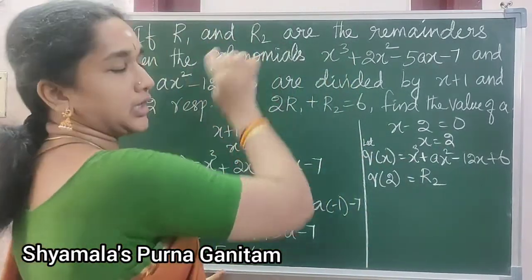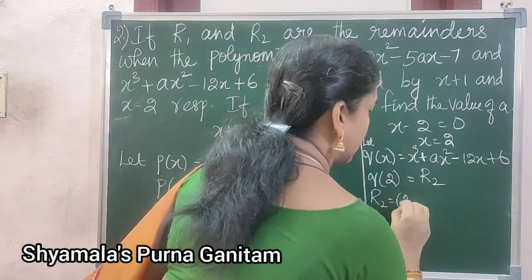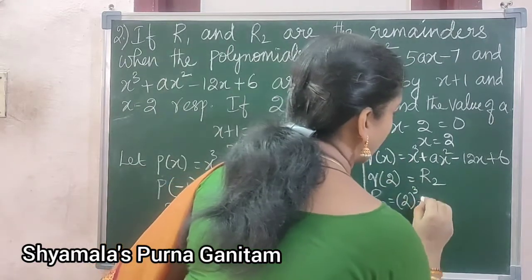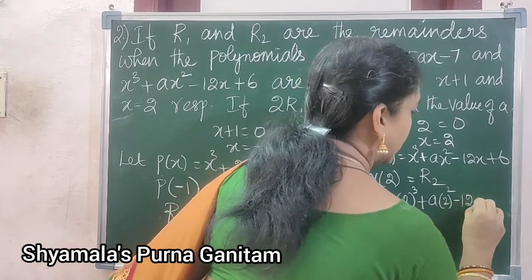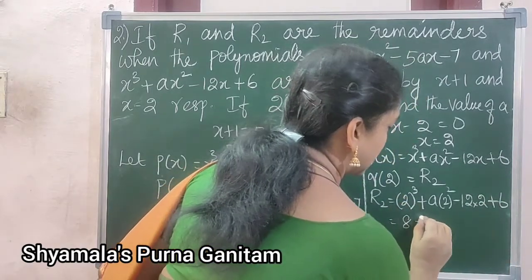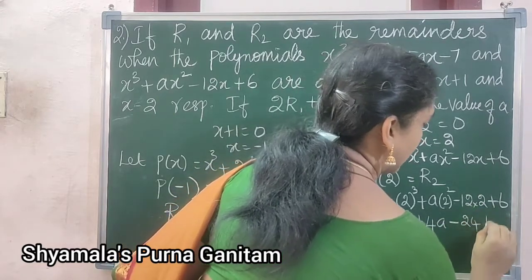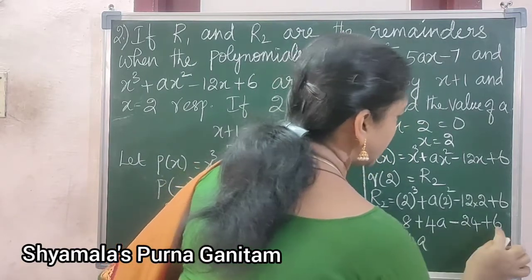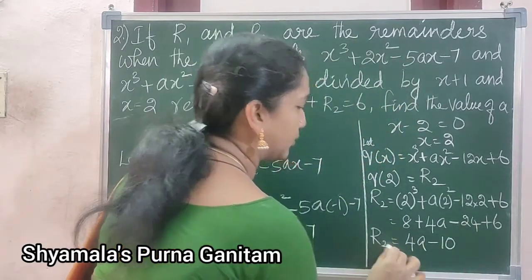R2 is the remainder. R1 and R2 are the remainders. So, R2 is equal to, you substitute 2 in the given polynomial: 2 cube plus a into 2 squared minus 12 into 2 plus 6. So, 2 cube is 8 plus 4a minus 12 twos are 24 plus 6. So, this will be 4a, 8 plus 6 is 14, so 4a minus 10. This is your R2 value.